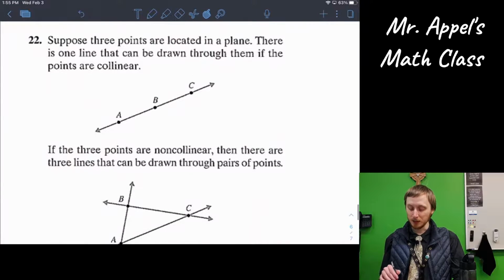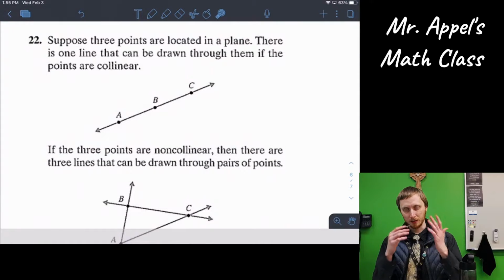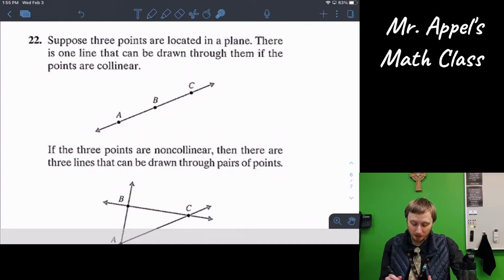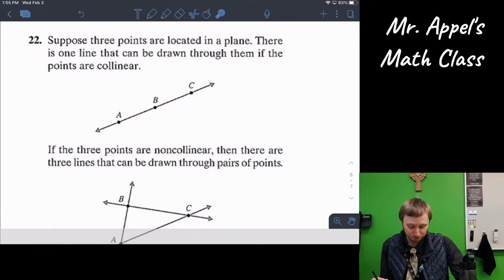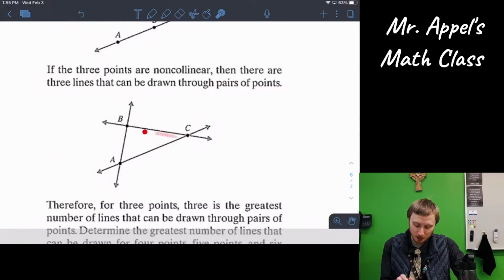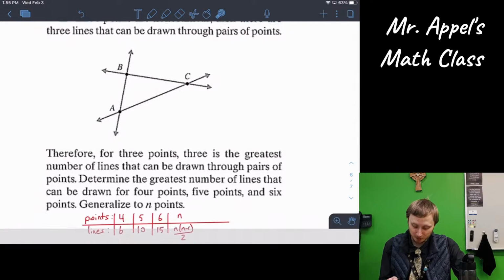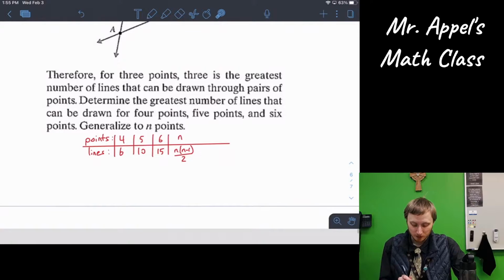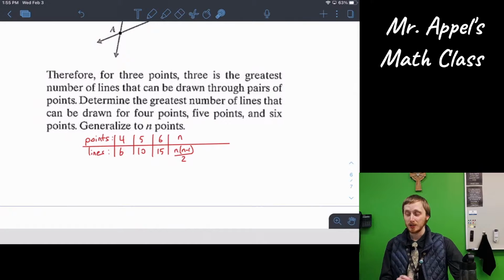And then finally, similar to the lines dividing the plane into regions, we have points creating how many lines? So 3 points can create at best 3 lines. What about 4 points? 5 points, right? 4 points at best can create 6 lines. 5 is 10, 6 is 15. So 3, 6, 10, 15.